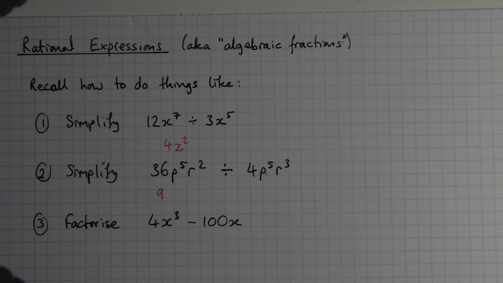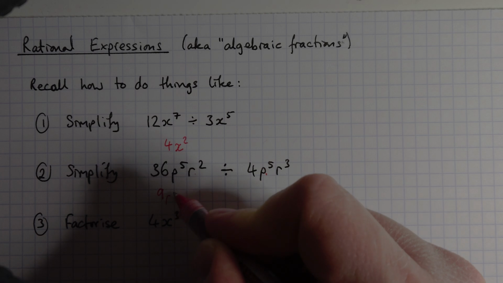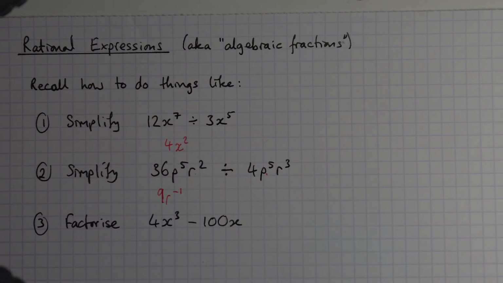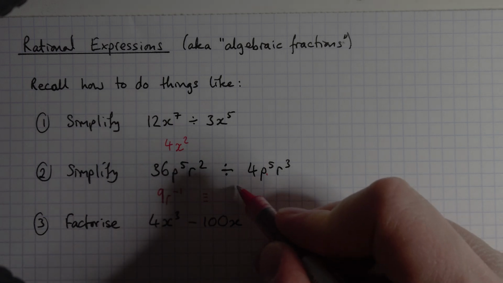So the p's have cancelled out completely, and r squared divided by r cubed, that's r to the minus 1. 2 take 3 is minus 1. And recall that negative powers are the same as 1 over, they are reciprocals. So this is exactly the same as saying 9 on the top and r on the bottom.